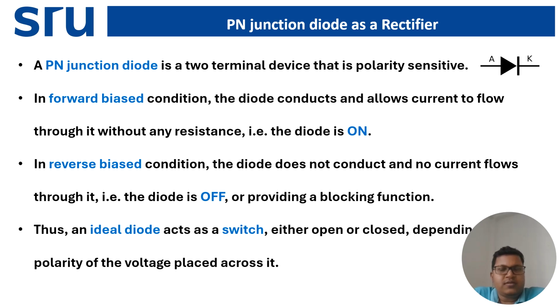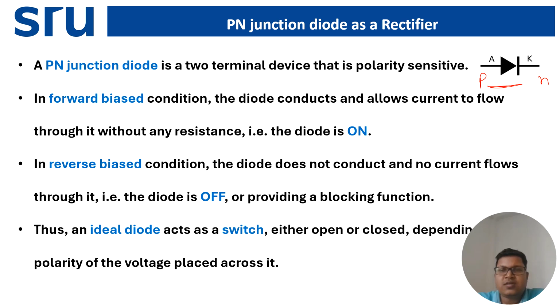First thing we need to understand is why we need a rectifier. First we will see a few points. What are the components? Why do we need this? A PN junction diode is a two-terminal device that is polarity sensitive. That means here in this image you can see that this is the PN junction diode, and as you know, this is the P side and this is the N side. What is the purpose of this PN junction diode? To change your signal from AC to DC.